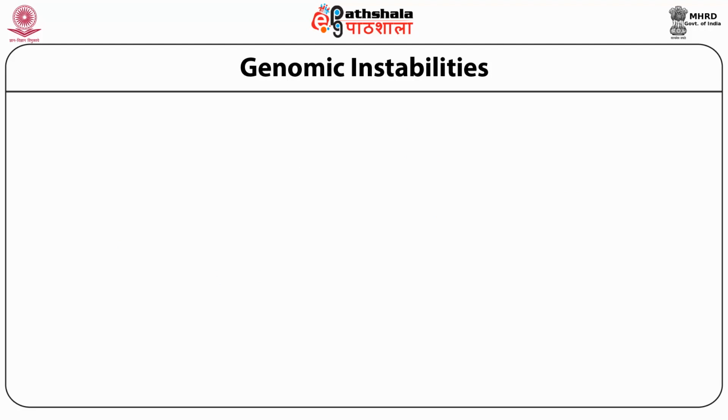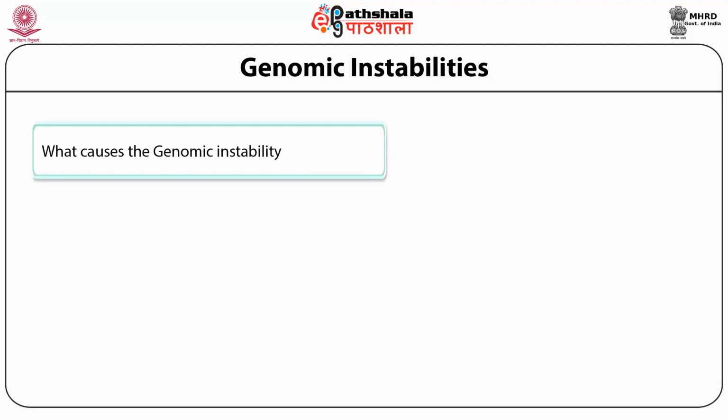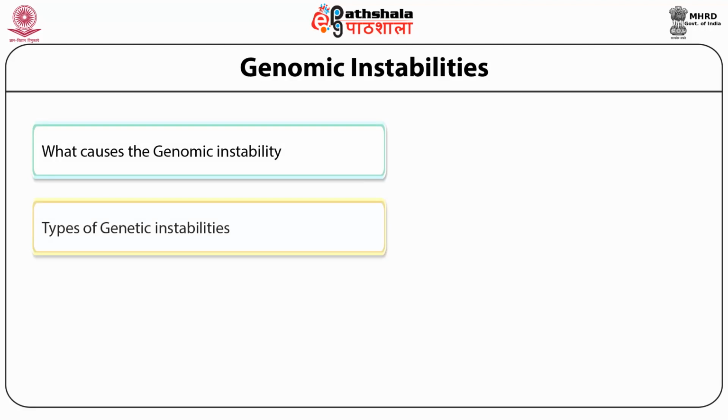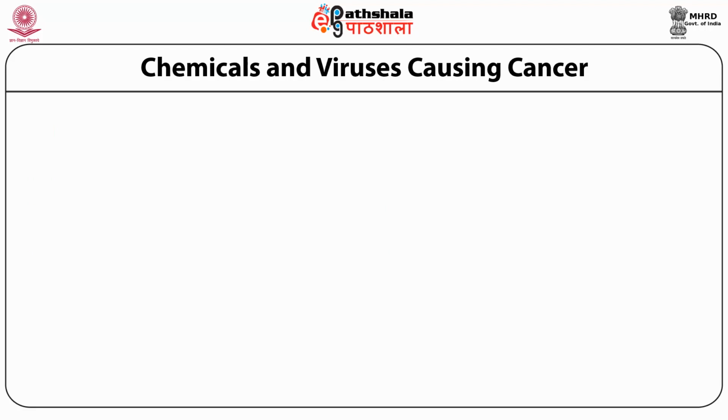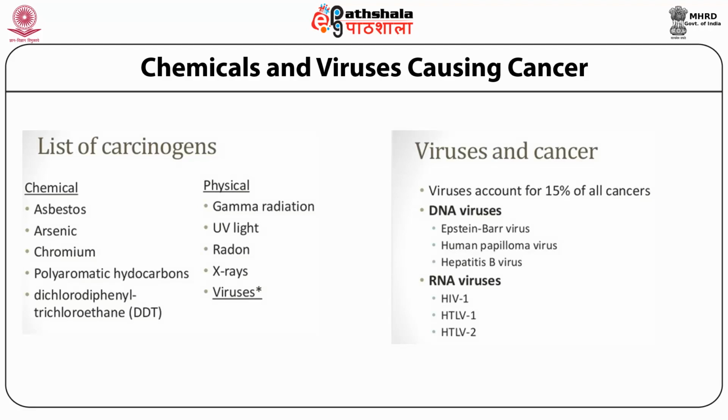Let us understand something about the genomic instability. We will cover two aspects: what causes the genomic instability and what different types of genomic instabilities exist. Genomic instability is basically due to certain carcinogens. These carcinogens can be either a chemical carcinogen, or a physical carcinogen, or it can also be viruses. The most important example is the cigarette smoke, which is rich in polyaromatic hydrocarbons. And similarly, heavy metals like arsenic can also lead to genomic instability.